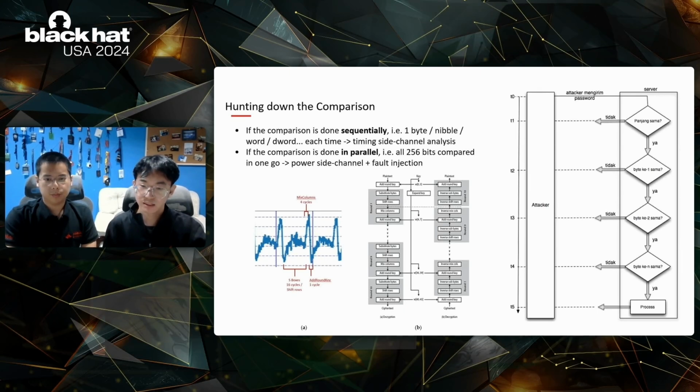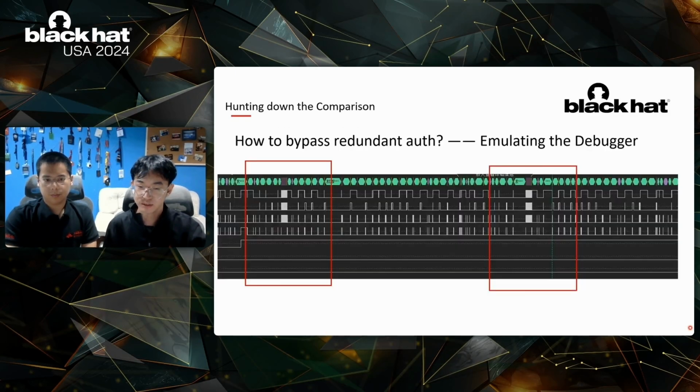Additionally, we need to guess the method of password comparison. It may be sequential or parallel. If it is sequential, we could attempt to brute force the password using a timing side channel attack. If it's parallel, we may use a power side channel or fault injection to bypass the JTAG lock. We tried to attack using both timing and power side channel methods with no success. Finally, we decided to attempt fault injection.